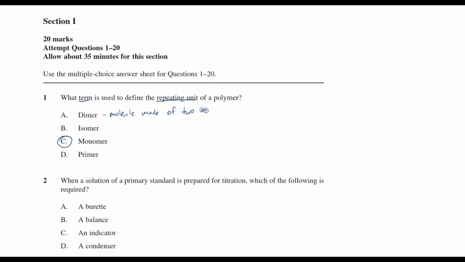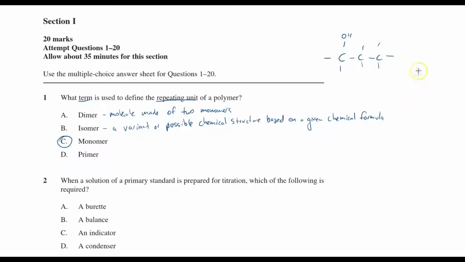Dimer is a molecule made up of two monomers. An isomer is a variant or possible chemical structure based on a given chemical formula. So for example, we can have 1-propanol or 2-propanol, different structures but the same chemical formula, C3H7OH. That is, they are isomers. Lastly, a primer is a short segment of RNA that's used in DNA synthesis.